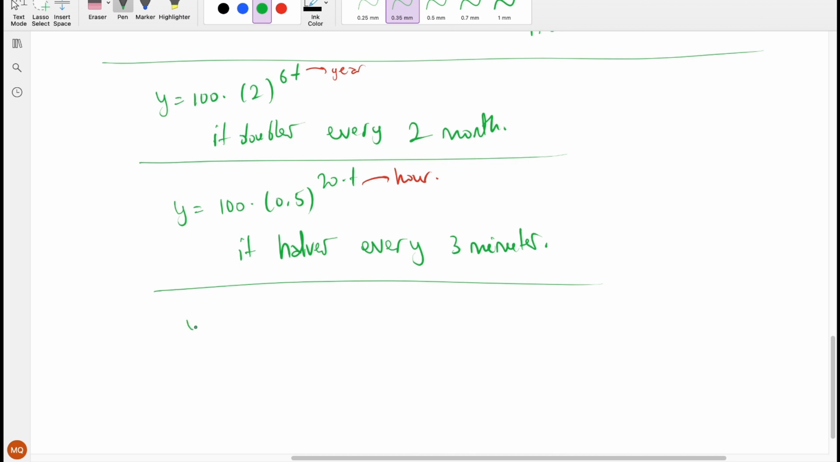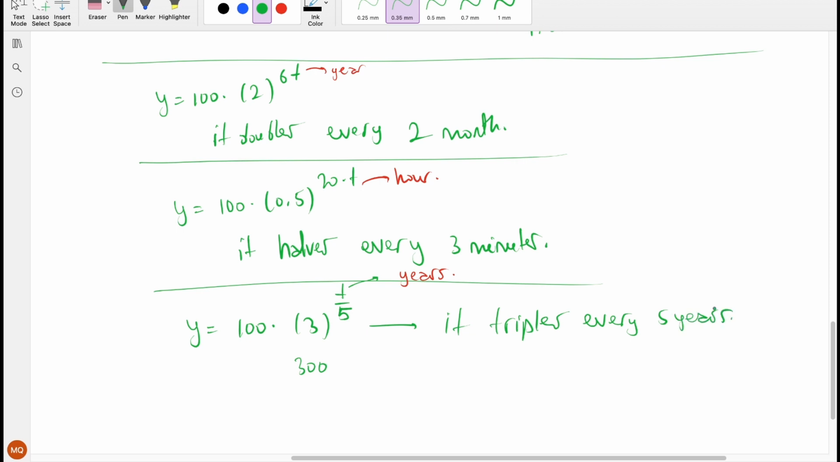But let's look at when it is division. 100 multiplied by 3 to the power of t over 5. Let's say t is the number of years. When you write 5 instead of t, you will get 300. So here you can say that it triples every 5 years.